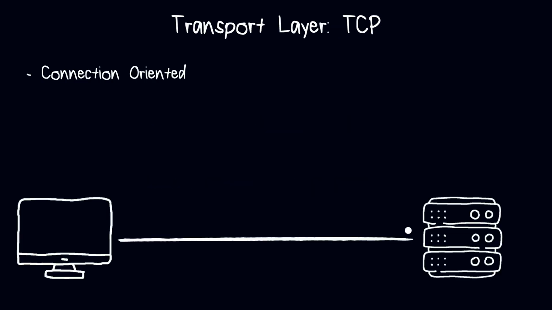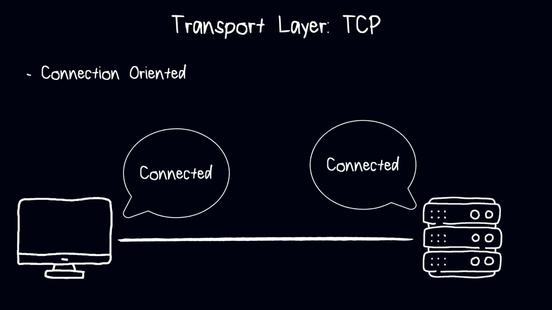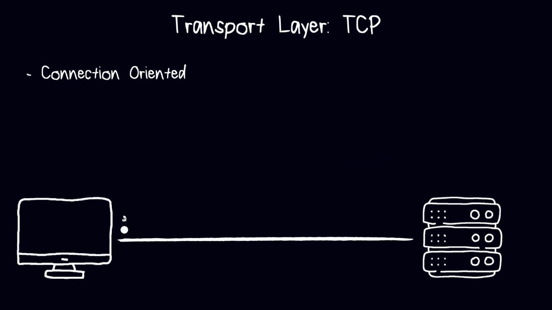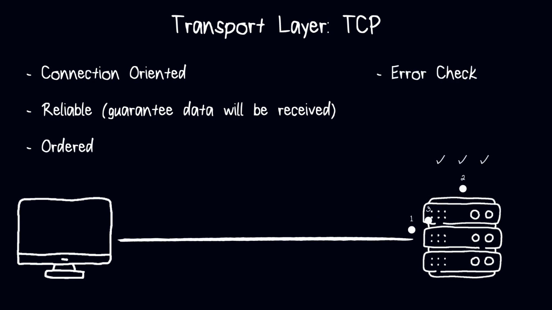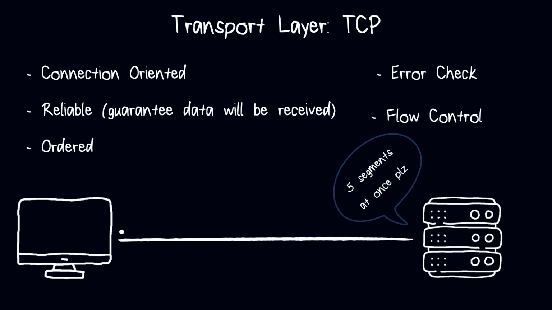TCP is a connection-oriented protocol. It uses a three-way handshake to establish a connection. TCP provides reliable, ordered, and error-checked delivery of data between applications. It ensures that the data is transmitted correctly and in the correct order. TCP also performs flow control, which regulates the flow of data between the sender and the receiver.